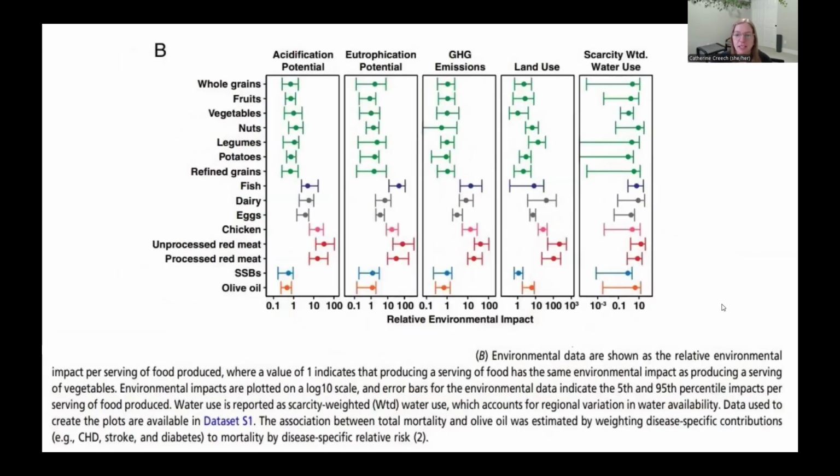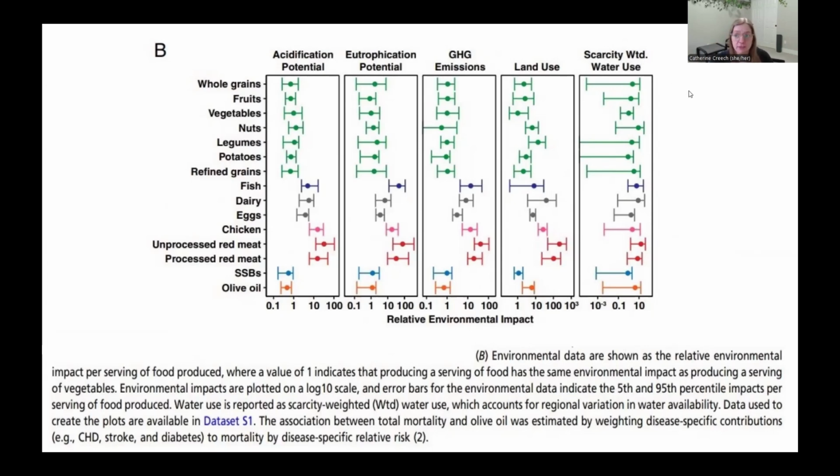And here we have the environmental impacts. We have acidification potential. We know about ocean acidification. We have eutrophication potential. Remember, that was runoff of fertilizers that caused those dead zones in the water because they allowed that algae boom and then the algae die off. We have greenhouse gas emissions. That was the first question I asked you. We have land use, how degraded is the land, and then we have scarcity weighted water use.